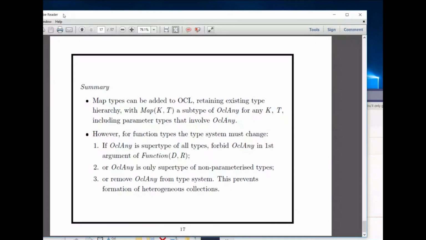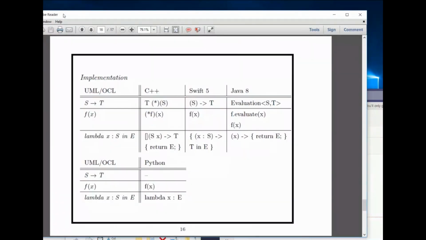It follows the normal covariance, contravariance rules, in that if you specialize the target type, then you get a specialized type, and vice versa for the domain type. So there's a natural definition of subtyping between two different function types based on the subtyping of the domain and target type.